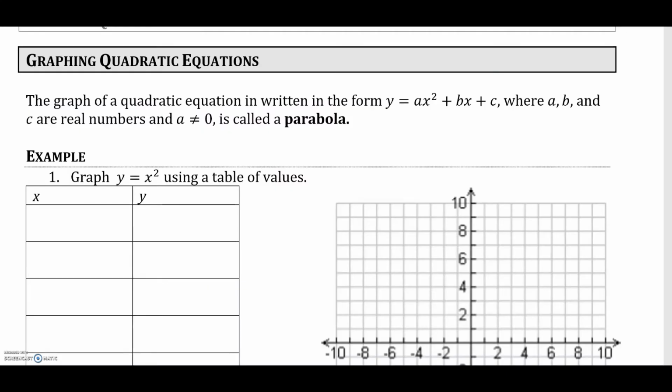In this video, we're going to look at graphing quadratic equations. The graph of a quadratic equation written in the form y is equal to ax squared plus bx plus c, where a, b, and c are all real numbers and a does not equal 0, is called a parabola. First, let's graph the function y is equal to x squared using a table of values.